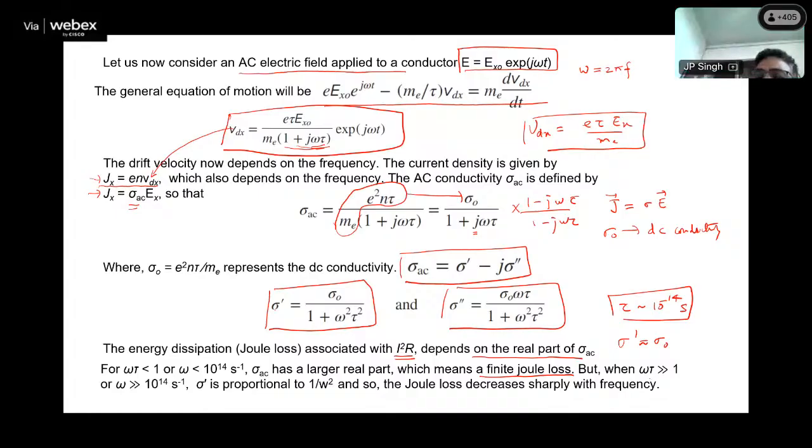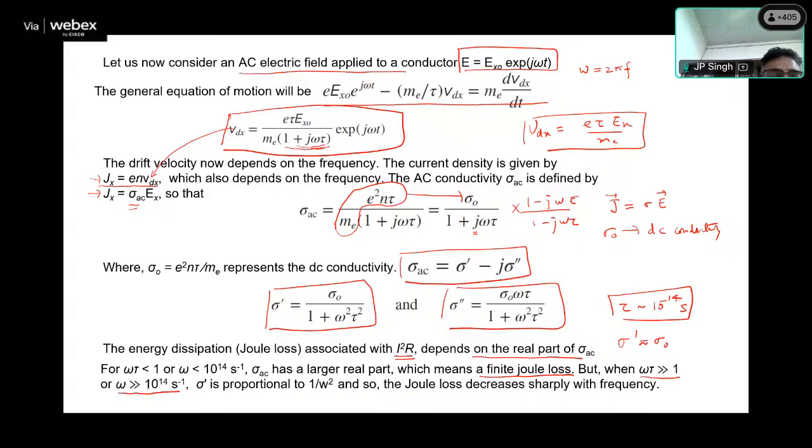Now consider the case when omega tau is greater than 1. What does it actually mean? Because tau is 10 raised to the power minus 14, it means my angular frequency has to be greater than 10 raised to the power 14. This is very huge in terms of angular frequency, a very high frequency, maybe near the optical region.